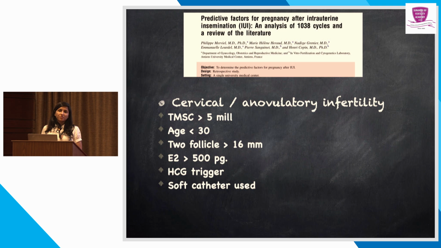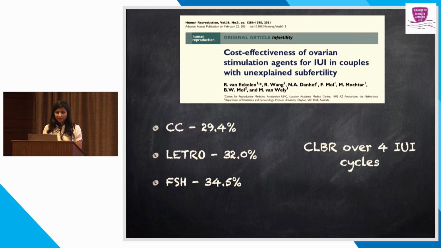The result of IUI is better when TMSC is more than 10 million, but even if it is more than 5 million, it's still a better predictive factor. Age less than 30, when you have 2 follicles beyond 16 millimeter, collective E2 beyond 500 and HCG trigger, and there is minimal intervention when you are doing IUI, and when you use a soft catheter, the IUI success rates are better.